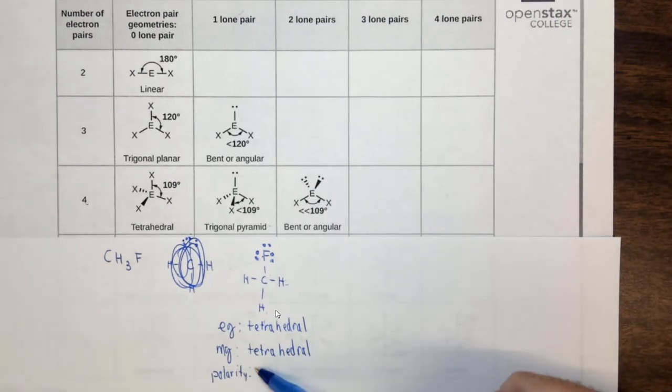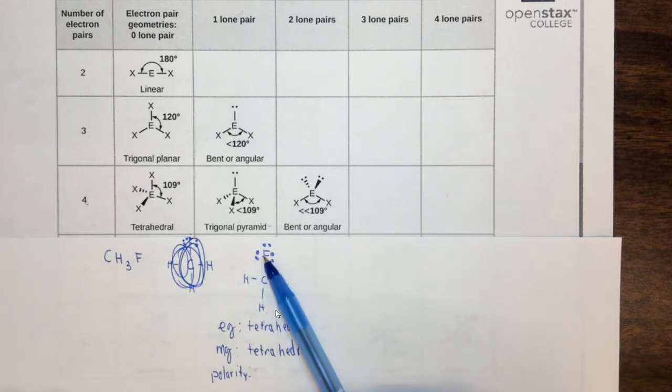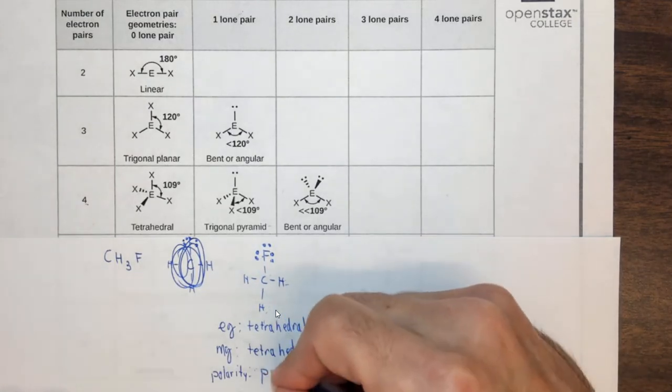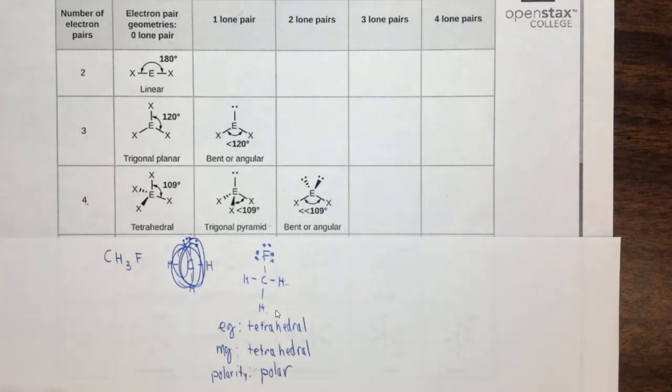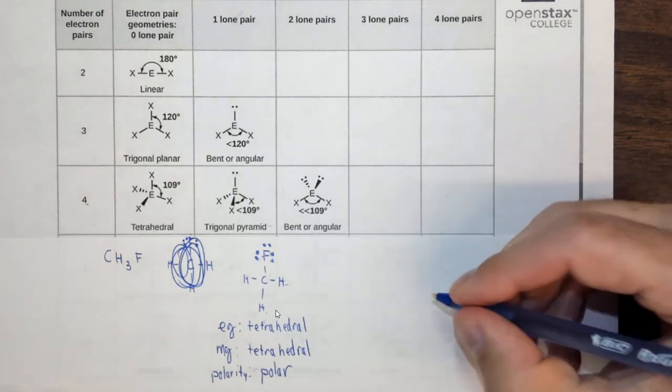The next thing we have is the polarity. Well, in this case, one domain is fluorine and 3 domains are hydrogen. They're not all the same. This is polar. Let's look at another example.